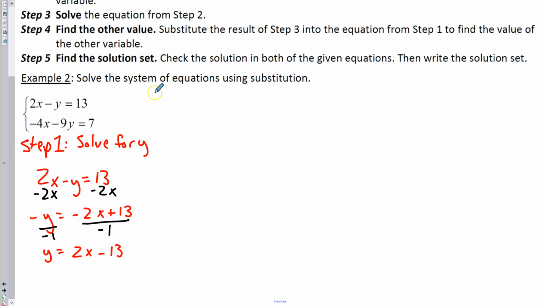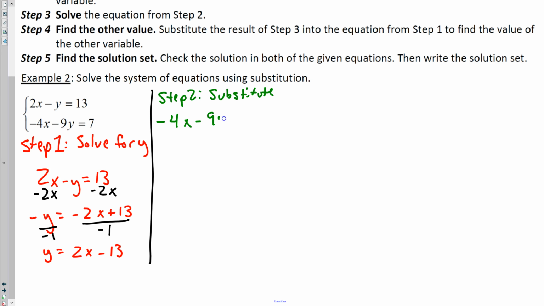Now we get to move into step 2, where we need to do that substitution step. The important thing on this step is that we always substitute into the other equation, the equation that we haven't done any manipulation on. So here, this is the second equation, negative 4x minus 9y equals 7. I'm going to replace the y variable, because that's the variable that I solved for in step 1. Wherever I see that y in my equation, I'm going to replace it with what we know it's equivalent to, which is 2x minus 13.